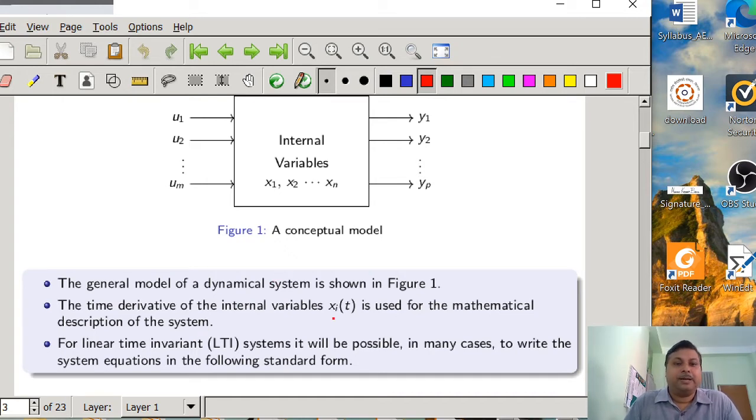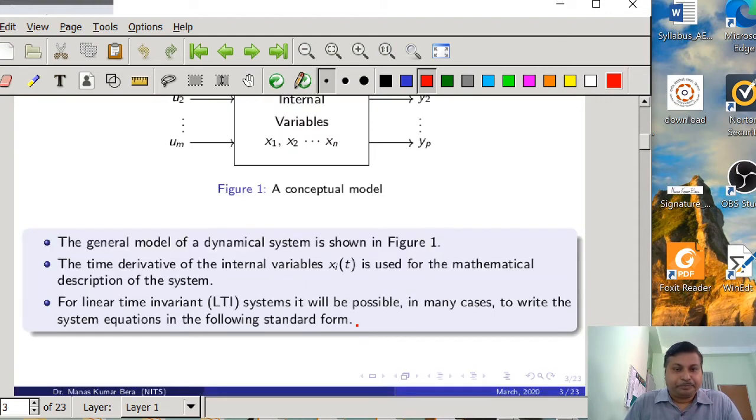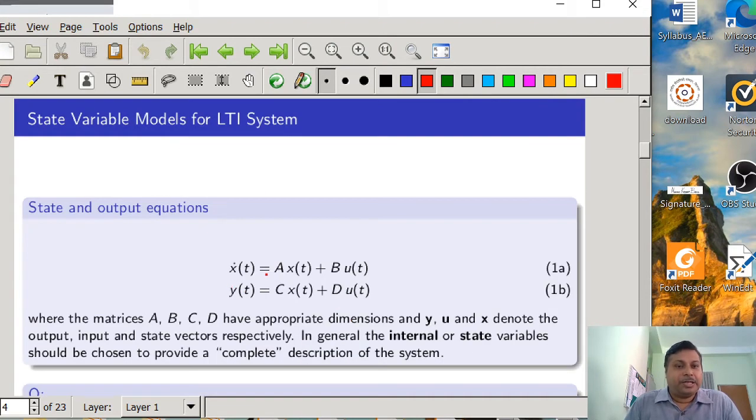With several examples we have seen, for a given dynamical system, how to find the state space representation by finding the time derivative of the internal variable x_i. For the linear time invariant system, which is our main focus for this course, it will be possible in many cases to write the system equations in the following standard form. That is, x dot of t is equal to A into x of t plus B into u of t, and y of t is equal to C into x of t plus D into u of t.